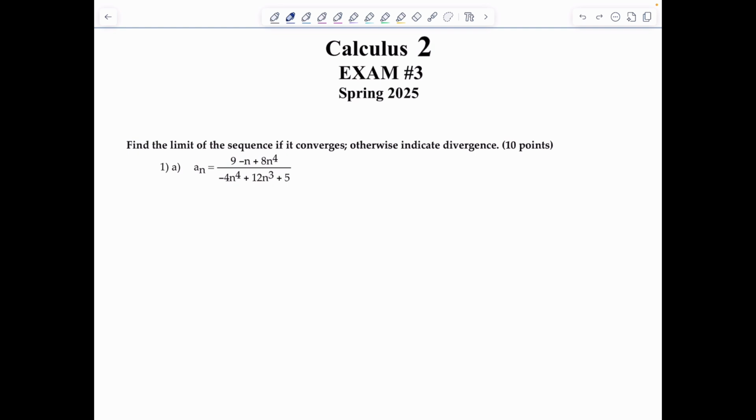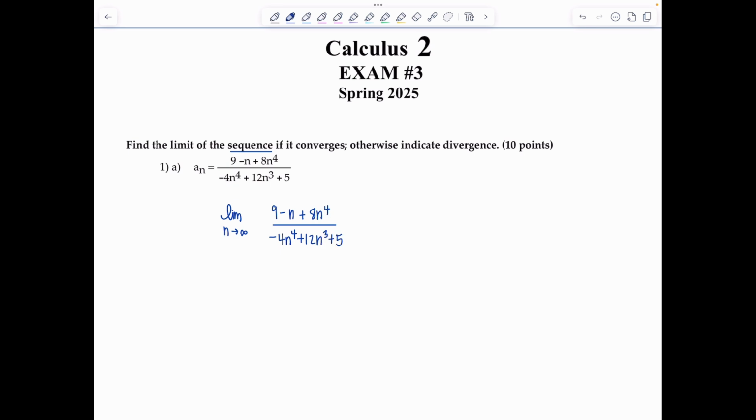All right, find the limit of the sequence, and if it converges, otherwise indicate divergence. So basically, when we're finding the limit of a sequence, we always take the limit as n approaches infinity. And in this case, our sequence is 9 minus n plus 8n to the fourth over negative 4n to the fourth plus 12n cubed plus 5.